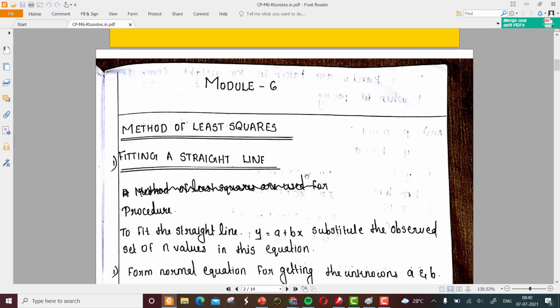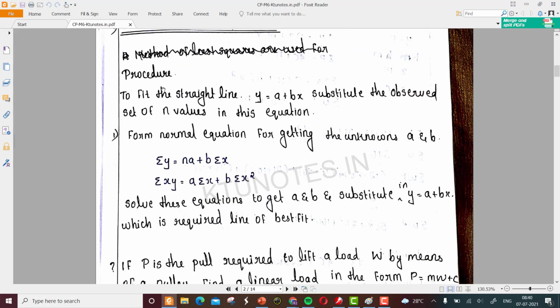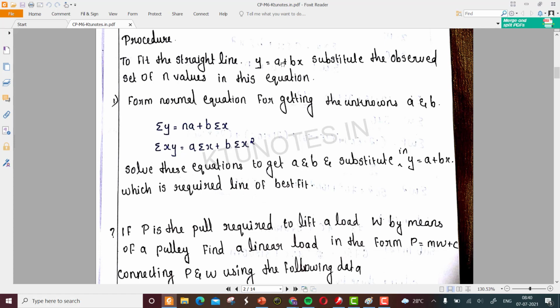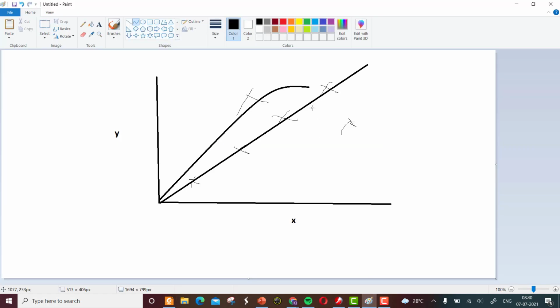Okay, so the first title is to fit a straight line for the equation by the method of least squares. So the procedure is we need to fit a straight line y is equal to a plus bx. The common form is y is equal to mx plus c, or here y is equal to a plus bx. Substitute the observed set of n values in the equation. So this is a straight line equation which we have seen here. So we are going to find an equation for this straight line.